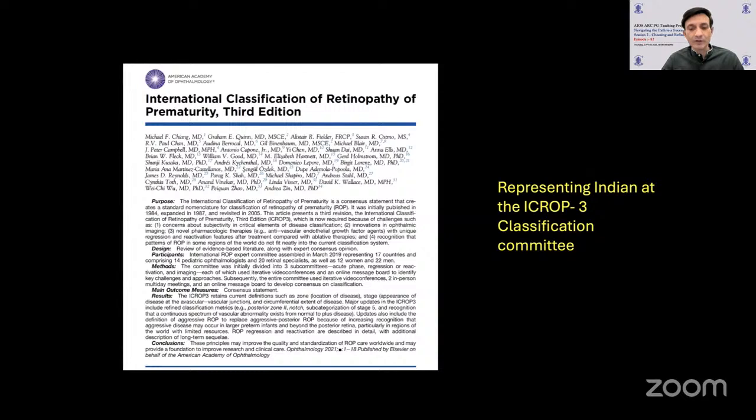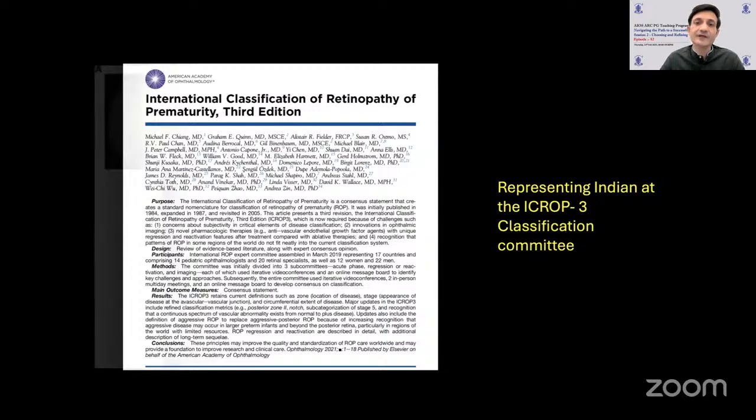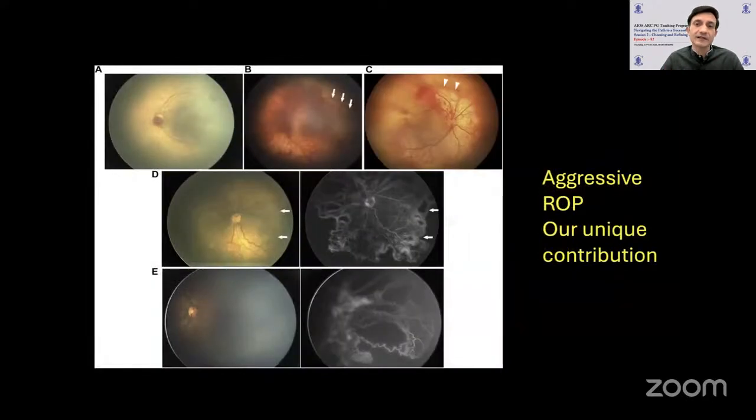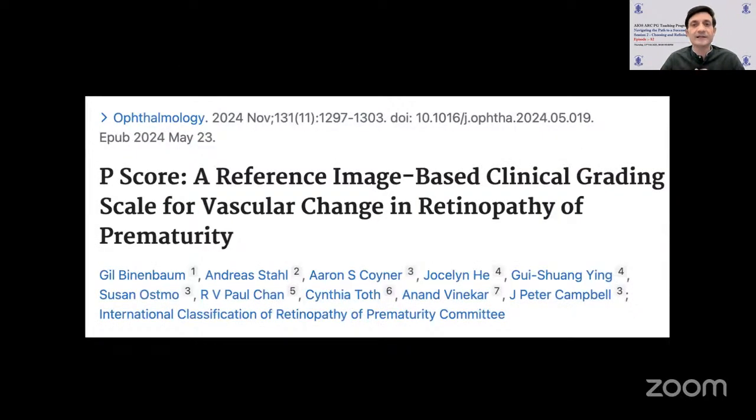And I think one of my greatest privileges was to represent the country and the region in the ICROP 3 classification. And the biggest thing that we feel happy about is the entire part on aggressive ROP has come from our country. And the fact that this very unique and scary looking disease can be so misdiagnosed, and to put in measures based on the work that Indians did. And I think that's a very proud moment for all of us from India.